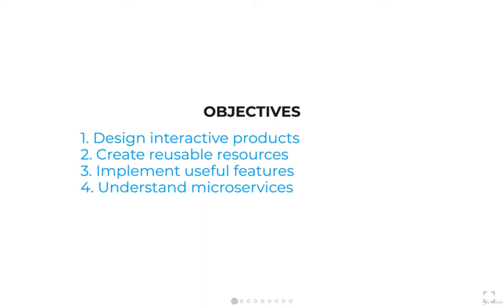Some of the primary objectives of this course: we will be designing interactive products. Thanks to the wireframes that are presented at the beginning of each section, we'll know what we're building from scratch. And in addition to that, we'll be creating the reusable resources that we can reference throughout the course content. We'll also be implementing useful features that users can interact with on a daily basis. And through all the development work, we'll be understanding a microservices architecture to power a variety of microservices.